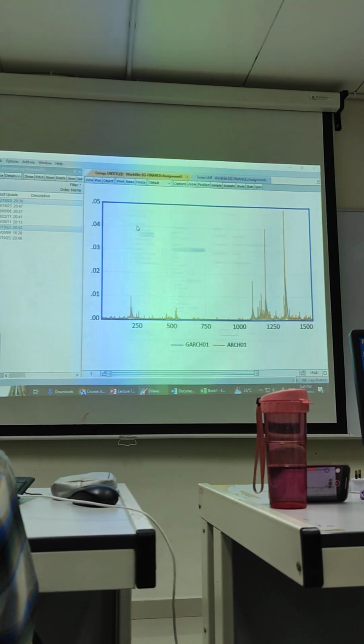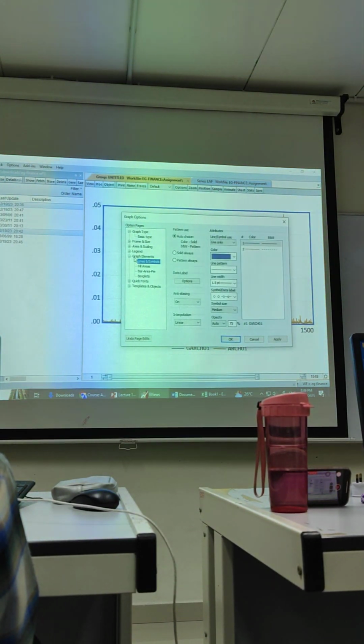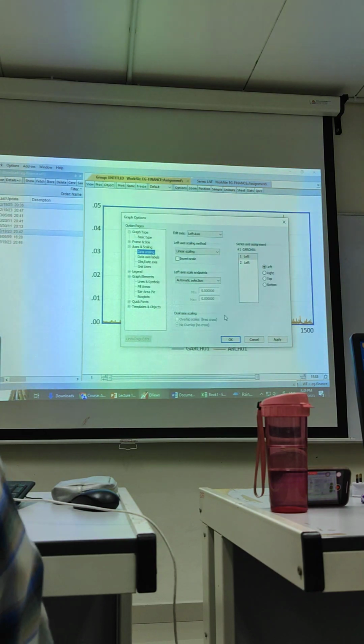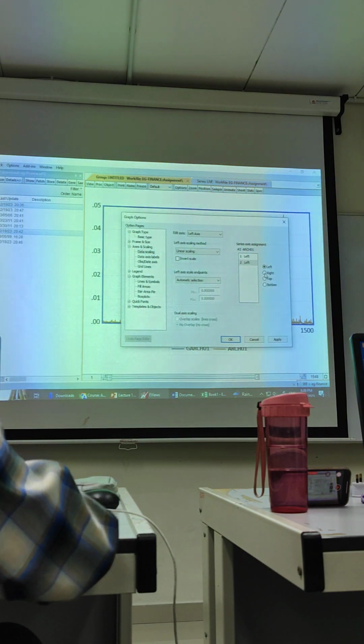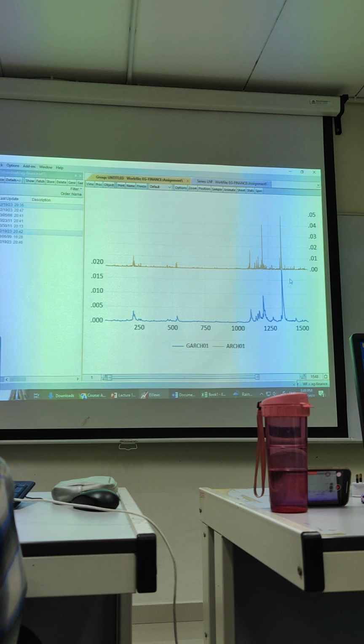So, put one on the right axis, giving this ARCH on the right hand side. So this is the difference. You can see here, even though this is the ARCH model, and this is from the GARCH model.